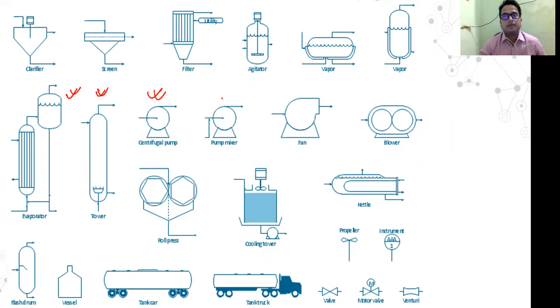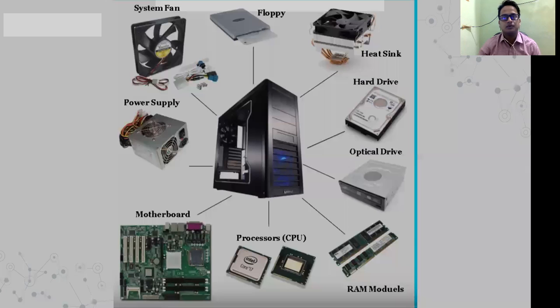Okay, primary pump, this is your fan, blower. So these standard components, their symbols are readily available in this software. You can directly use those symbols in your main drawing. Okay, so this is how this will be useful.